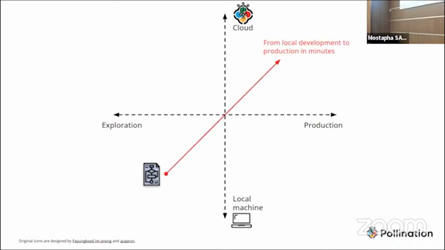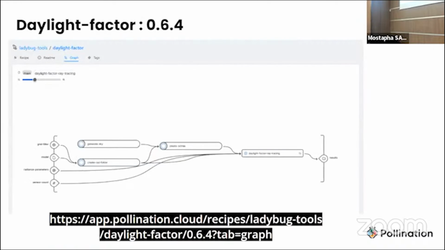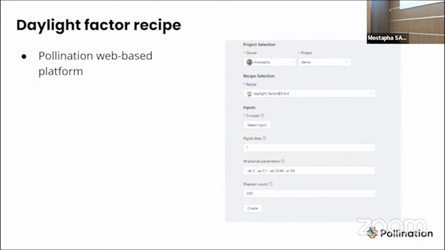You can use it locally, as I said, you run it, it runs locally, and within minutes you can deploy to the cloud so everyone can use it. You go from local development to production level. This is a Daylight Factor recipe that runs Daylight Factor. I'm going to show you the same recipe with different tools. This is how it looks if you run it from the web. If you publish in the cloud and want to run it, it says select the project, select your model, what's the grid filter, put radiance parameters, run it.